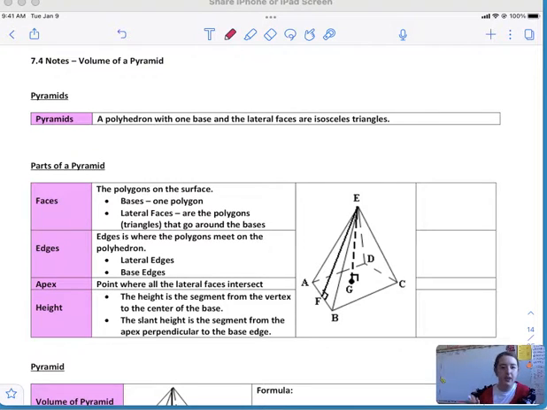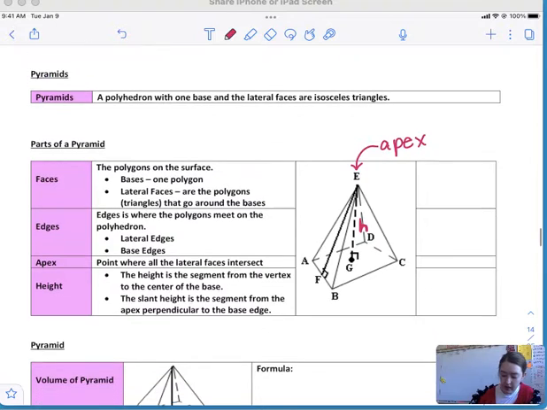The edges are where the faces meet each other, and the apex, this point up here, is the apex. From the apex down to the base, this is the height. The height always makes a right angle with the base, just like we always talked about for area. There's something called slant height that sometimes they'll give us that we have to use to solve for the height, but we don't need it, and it doesn't really matter what its name is.